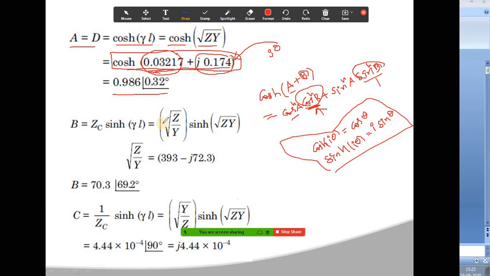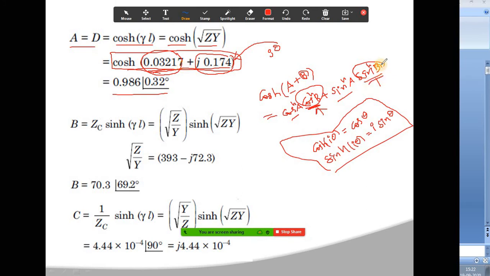Okay, so now this can be expanded as cosh of a is cosh 0.03217 into cosh beta. Cosh of j 0.174 can be written as cos 0.174. So you know the cos 0.174 value, you can calculate by using your calculator. Okay, in a similar manner, sinh a can be calculated as sinh of a value, which is 0.03217. That value you can calculate with your calculator.